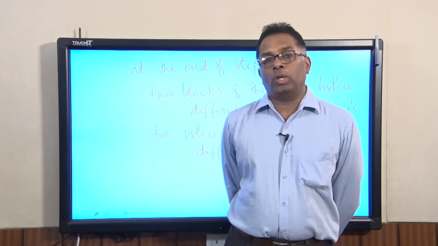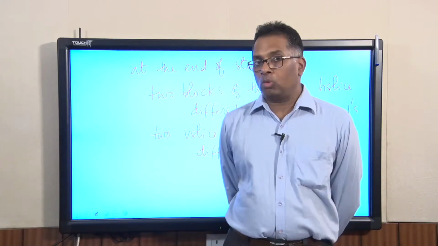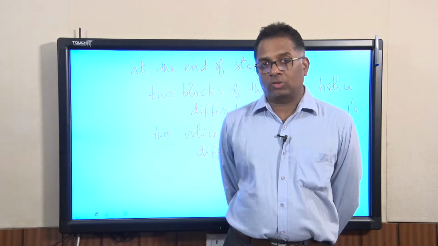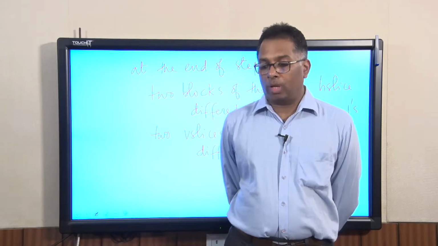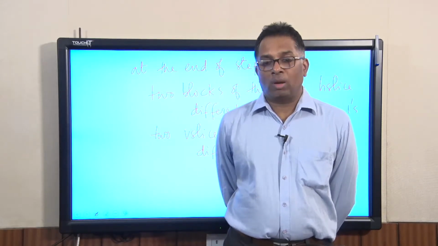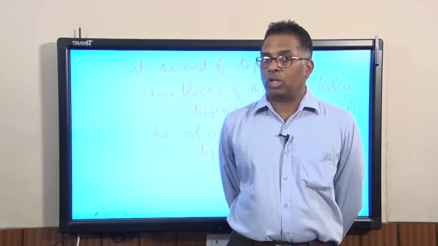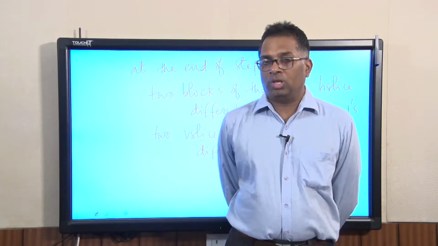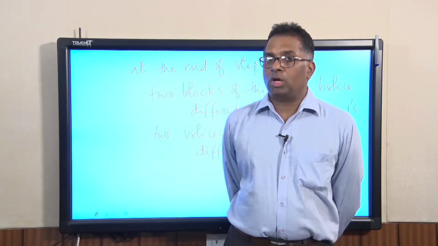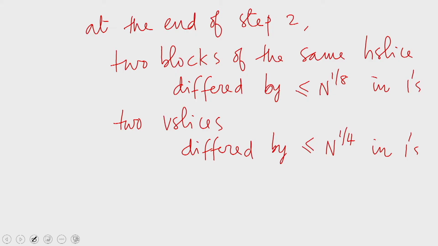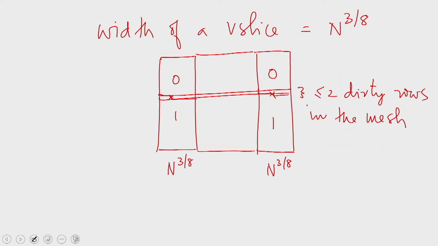So if you aggregate over vertical slices, this is tantamount to saying that two vertical slices differ by at most n^(1/4) in the number of ones present in them. This condition holds even now because after step 2, in steps 3, 4, 5 and 6, we did not have any data moving between the columns, between vertical slices. Therefore, this condition holds good even now.